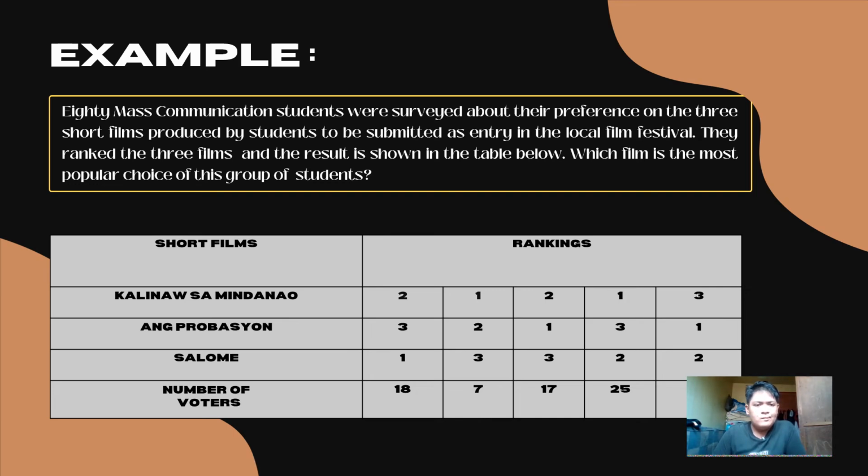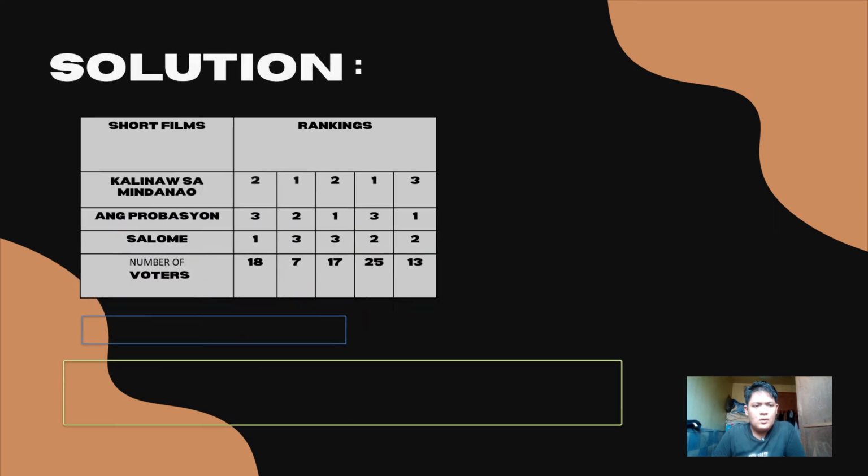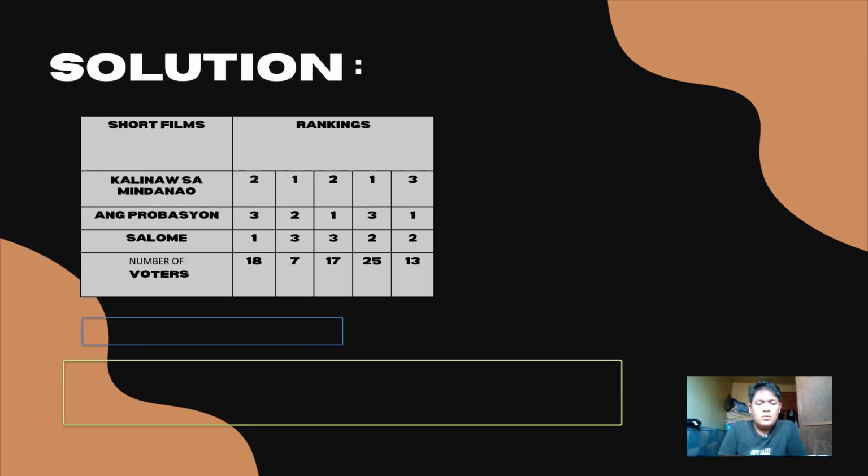Okay. So first, we need to total the number of votes. For this one, you need to sum it up. So the total number of votes is 80. Then we need to get the first place choice. So Kalinaw sa Mindanao got two first rank choices, which is equivalent to the number of votes of 7 and 25, which equals 32.